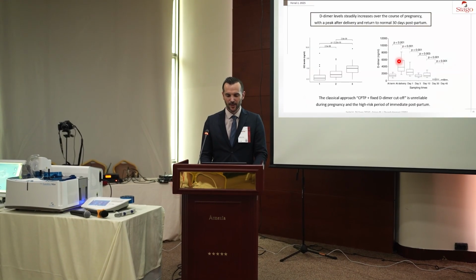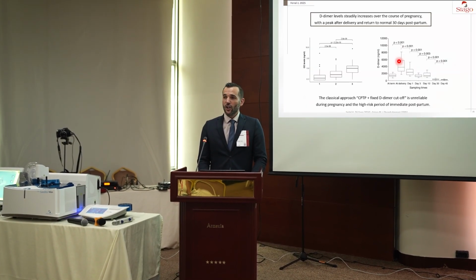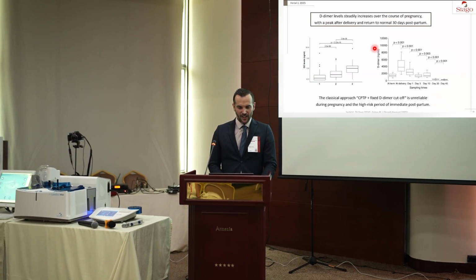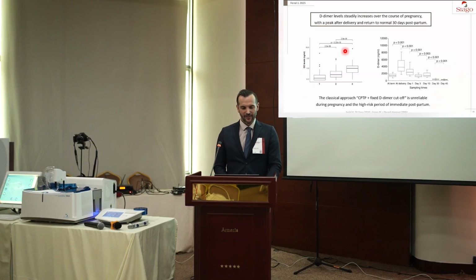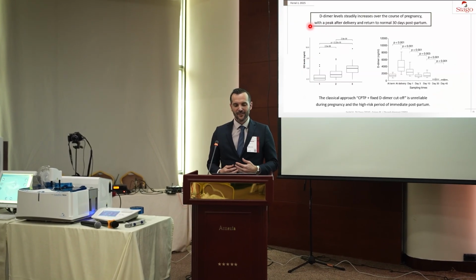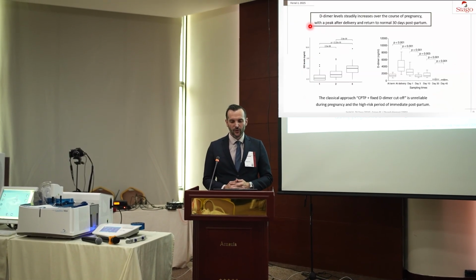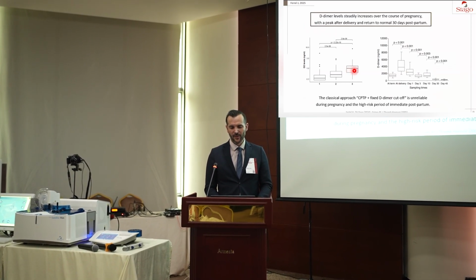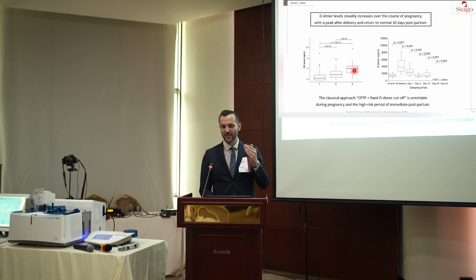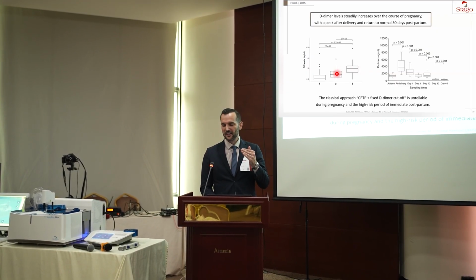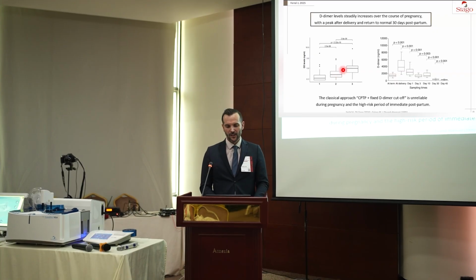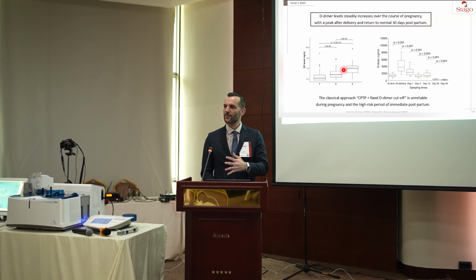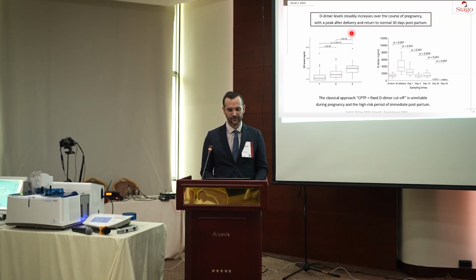So what do I mean by specific populations? The first category is pregnant women. The problem is that D-dimer levels steadily increase over the course of pregnancy. It is very common that the D-dimer level is above 500 nanograms per milliliter at the end of the pregnancy, and even during the second trimester. So the D-dimer assay is not reliable in this population.